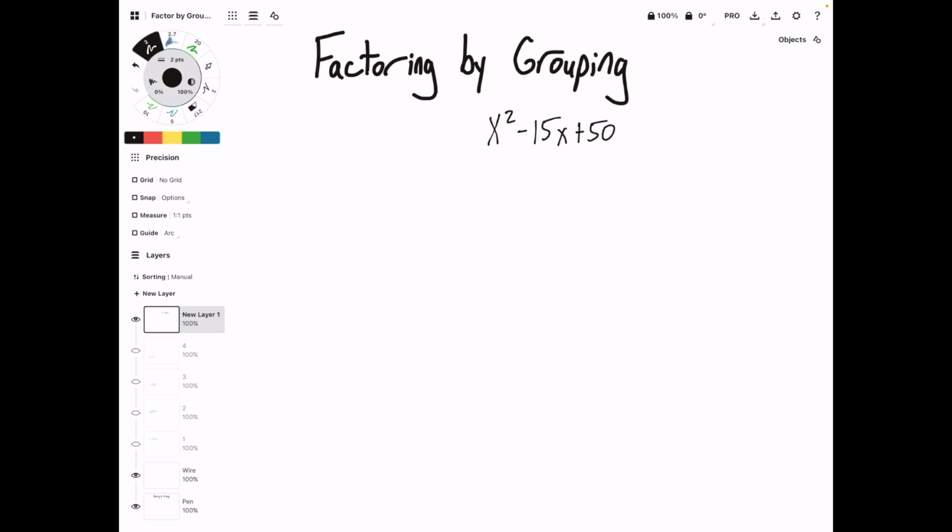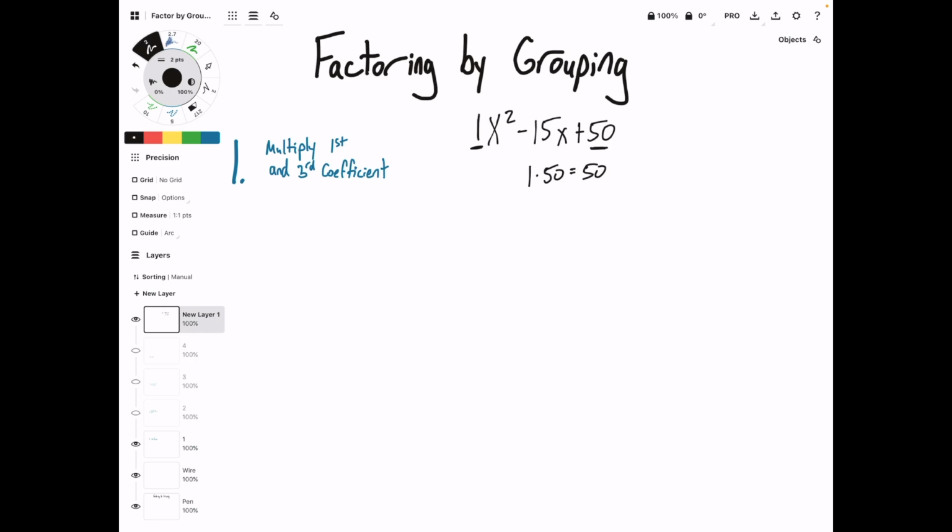So the first step in factoring by grouping is to multiply the first and third coefficients. So we can imagine we have a 1 out here in front of this x squared, and then our third coefficient is going to be 50. So 1 times 50 equals 50.